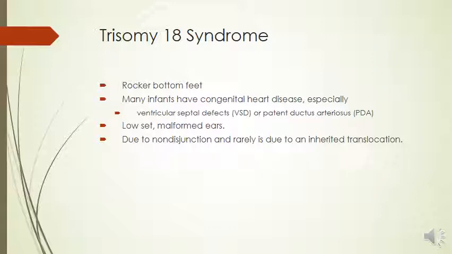Babies born with trisomy 18 have rocker bottom feet quite often. I will show you a picture of that in just a moment. Many of them have congenital heart disease, especially in the forms of ventricular septal defects, VSDs, or patent ductus arteriosus, PDA. They have low-set malformed ears, which are referred to as elfin ears.